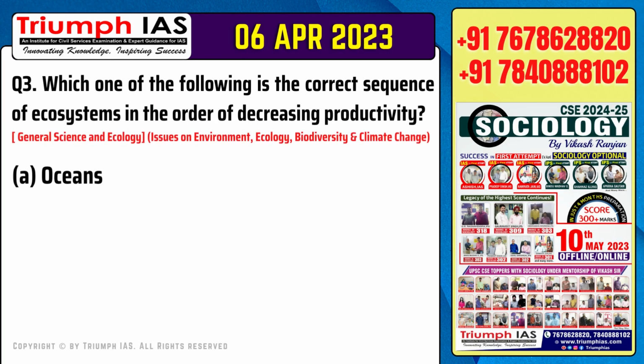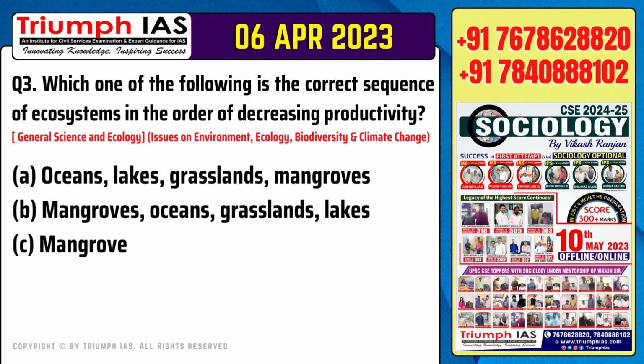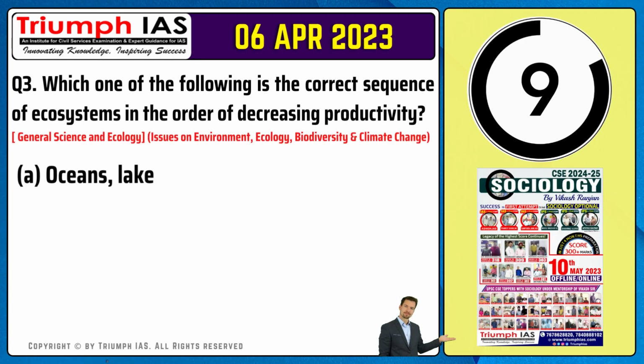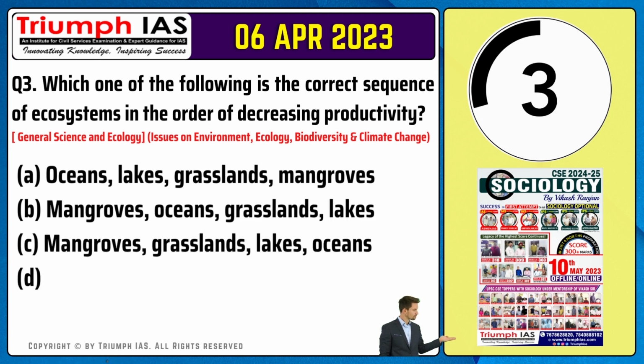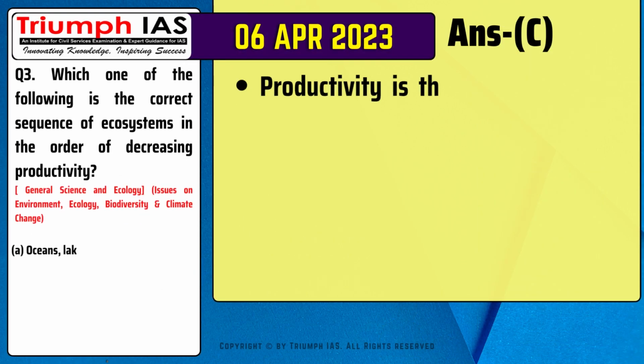Question number 3. Which one of the following is the correct sequence of ecosystems in the order of decreasing productivity? Option A, oceans, lakes, grasslands, mangroves. Option B, mangroves, oceans, grasslands, lakes. Option C, mangroves, grasslands, lakes, oceans. Option D, oceans, mangroves, lakes, grasslands. The correct answer is option C.